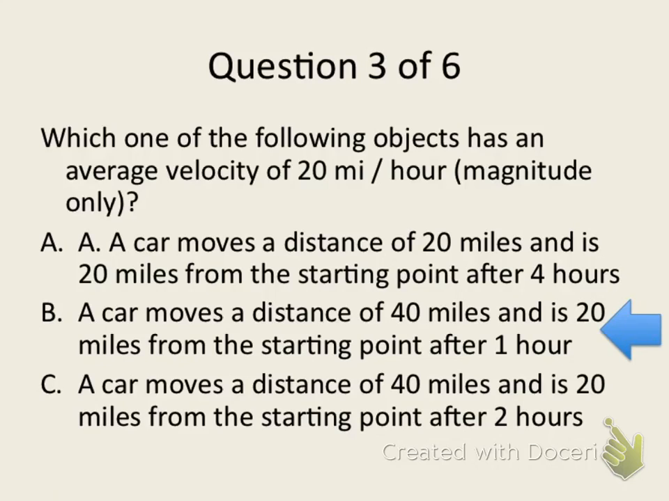But now that we're talking about displacement, he goes 40 miles, but then it's 20 miles from the starting point. So if you start somewhere and you end up 20 miles from there, your displacement is 20 miles. Your delta D is only 20 miles. And he did it in 1 hour. So that would be 20 miles an hour. Any questions?